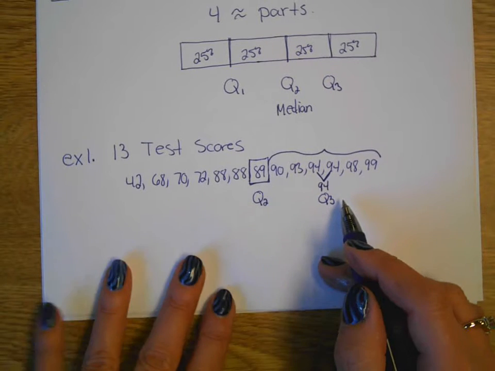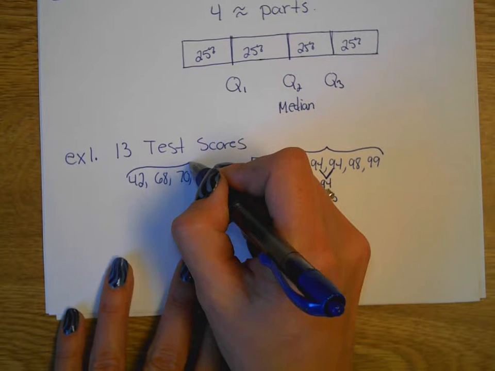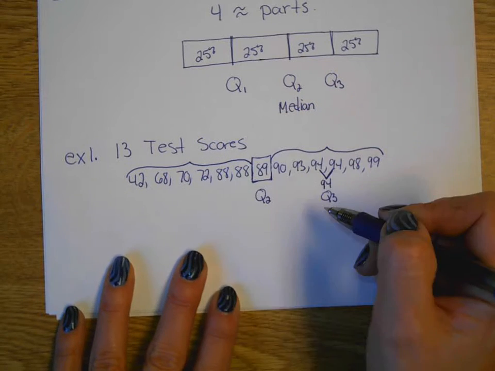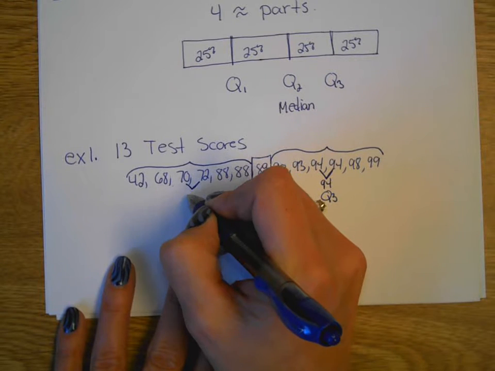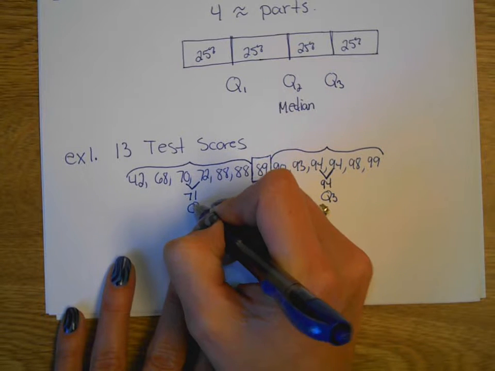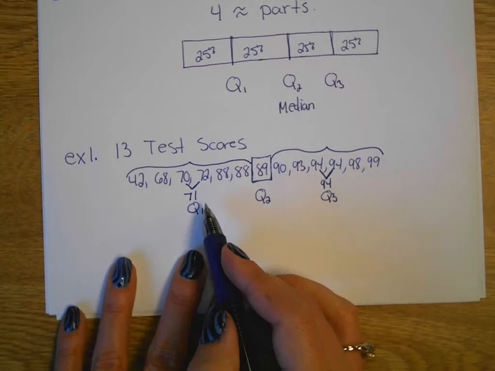And then for quartile 1, we do the same thing. Take the middle here. What's the middle here going to be? 71. So that's separating the bottom 25% from the upper 75%.